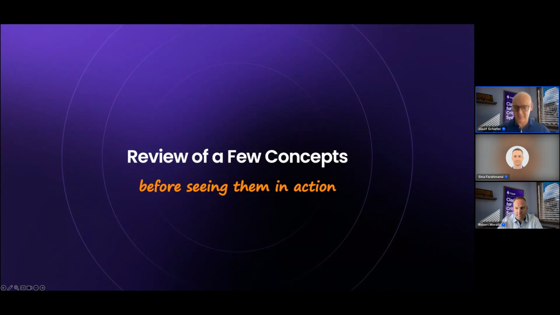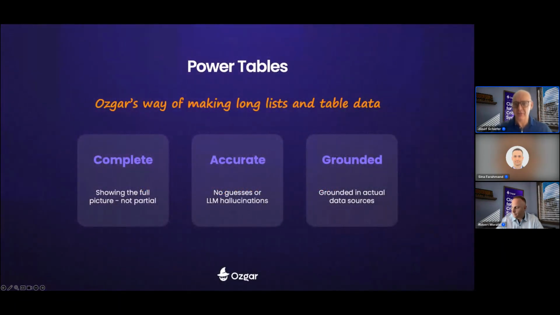Thank you, Robert. Yeah, so before I start with my demo, I want to review a few concepts that give you a bit of insight into what we have done to stop partial answers. It should lay the foundation so that you then later see what I'm showing in my demo. So at Oscar, we introduced what we call power tables. And it is Oscar's way to make long lists and table data more complete, accurate, and grounded in the backend database that we have in the Oscar platform.